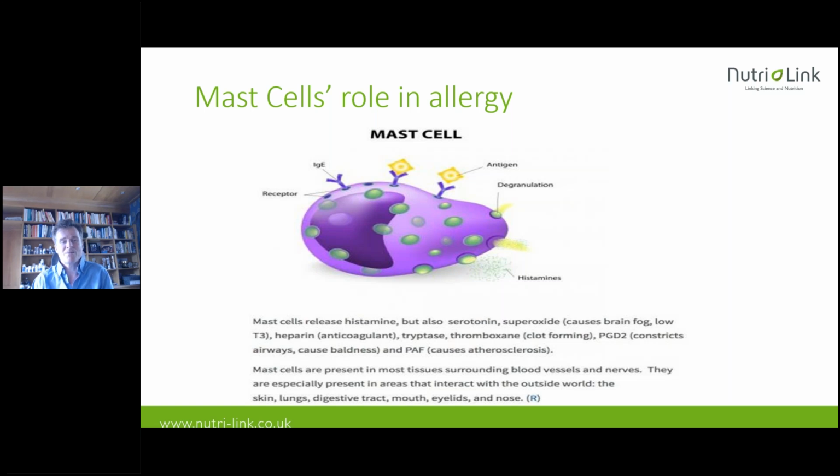As it says here, the mast cells release histamine, but also serotonin, so 5-HT, and superoxide, that actually, interestingly, causes brain fog and low T3. Heparin, which is an anticoagulant. Tryptase, to break down proteins so they're less allergenic. Thromboxane, clot forming, so we don't bleed when we're faced with a challenge. And something called PGD2, which constricts airways and may also, interestingly, constrict the blood flow of the hair follicle and contribute to baldness. And something called PAF, which causes atherosclerosis.